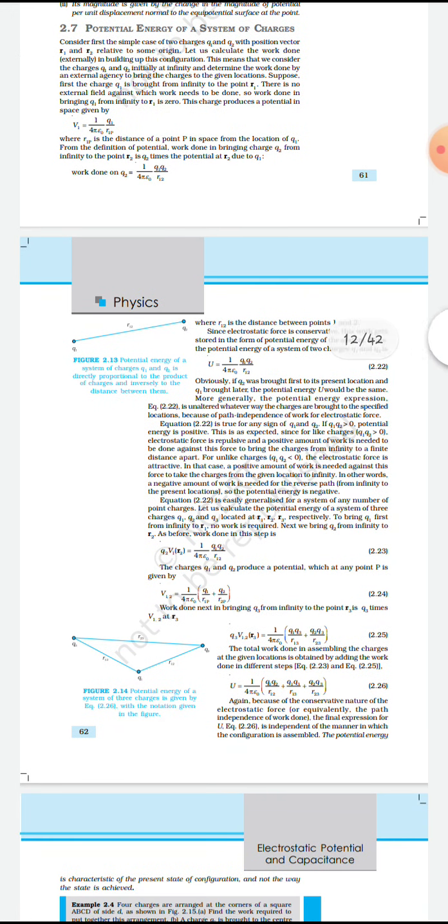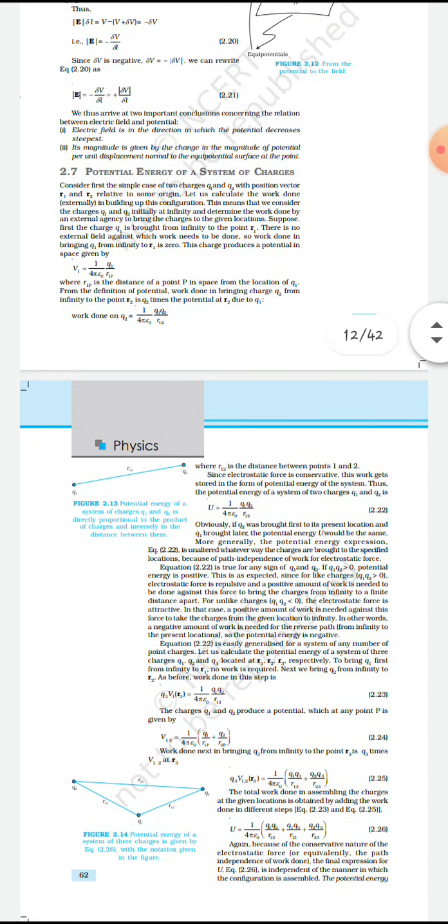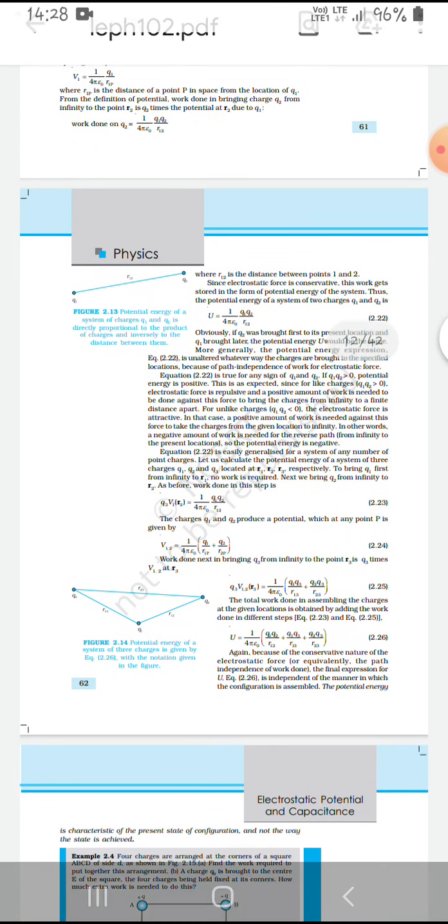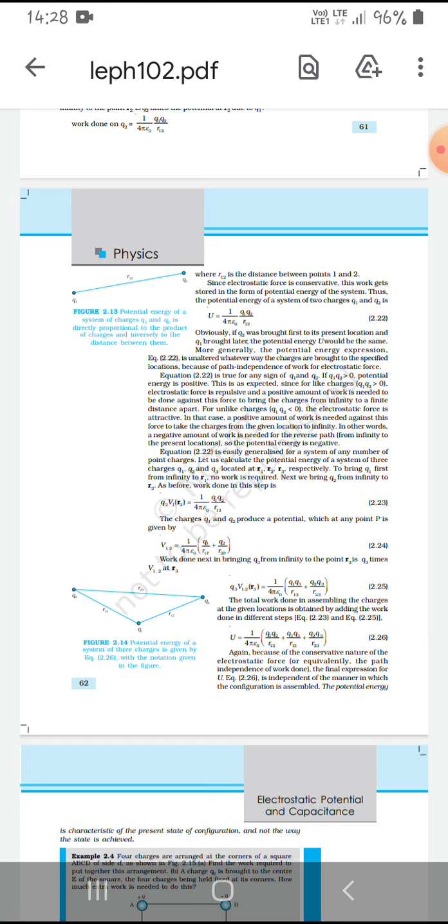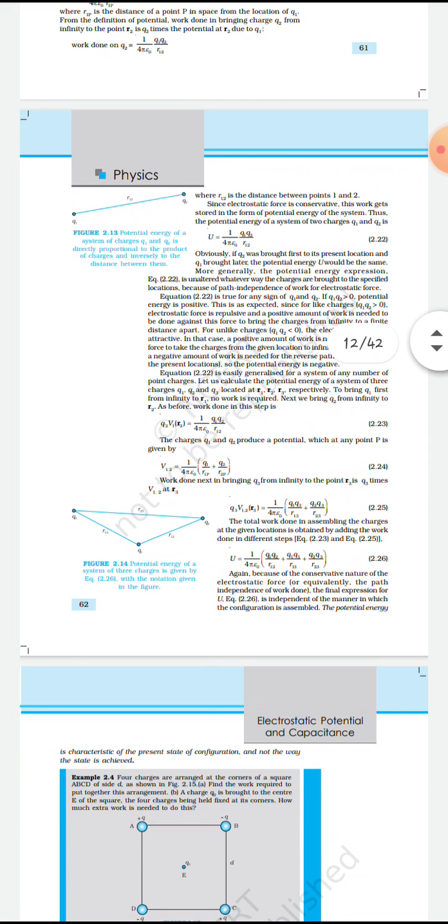Since the electrostatic force is conservative, this work gets stored in the form of potential energy, and that is the potential energy of the two charges Q1 and Q2. Obviously, if Q2 was brought first and Q1 later, then the potential energy U would be the same. So this is the equation.